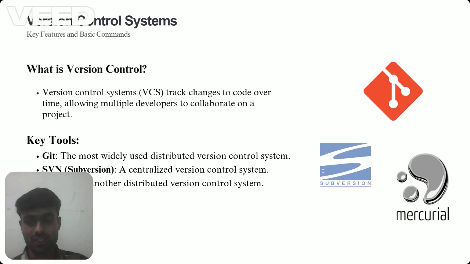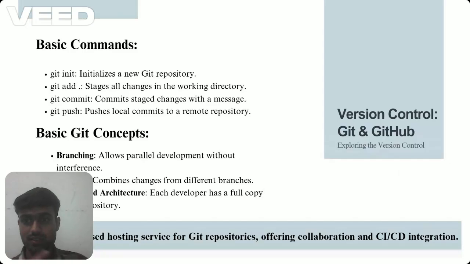Then there is SVN, Subversion. It is a centralized version control system. Then there is Mercurial, which is also a distributed version control system. So the most widely used is Git. So we will see Git.